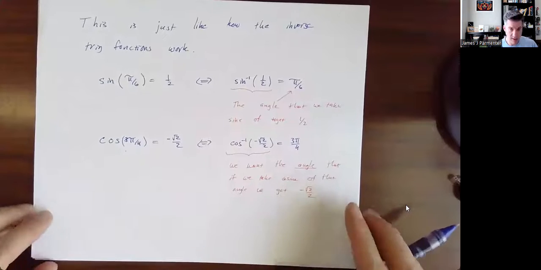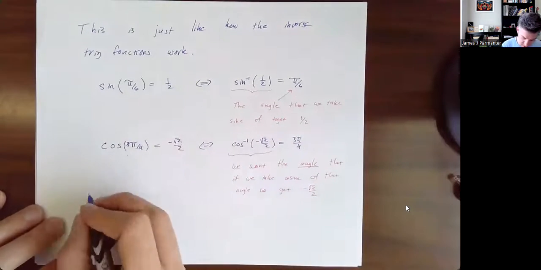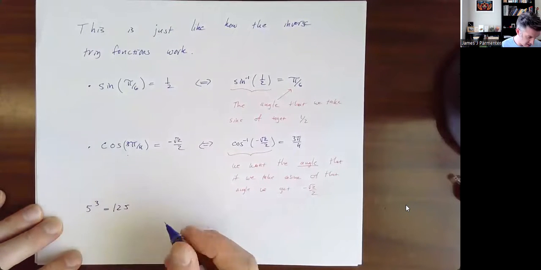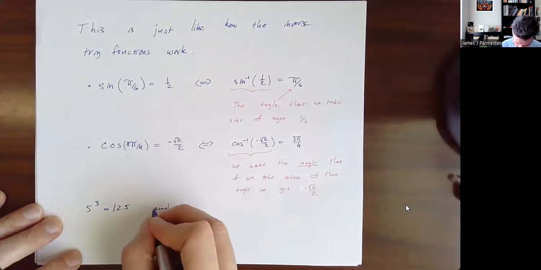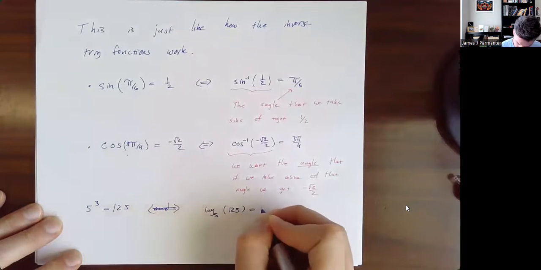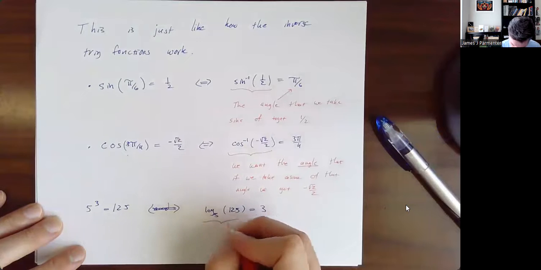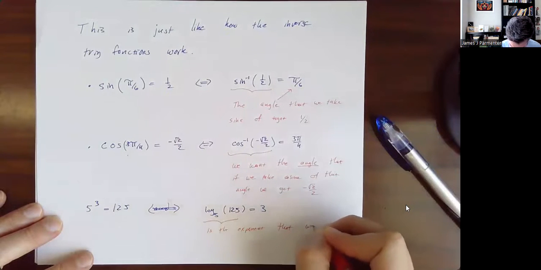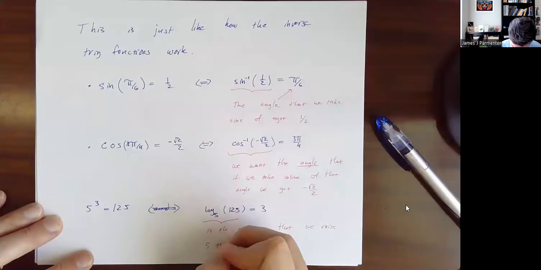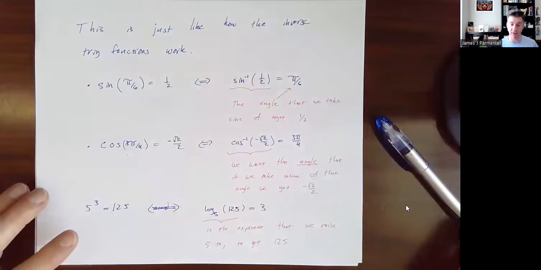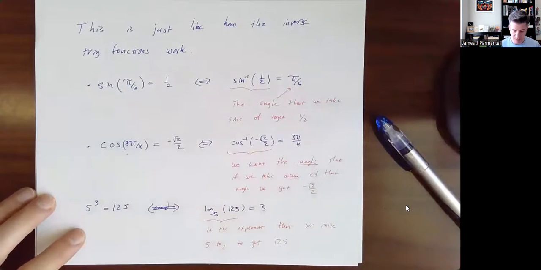In the same sort of way, that's what we're doing with exponents and logarithms, right? We know that 5 cubed equals 125, or equivalently, log base 5 of 125 is equal to 3. Log base 5 of 125 is the exponent, or you can use the word power, either way. The exponent that we raise 5 to, to get 125. Oh, that exponent is 3. 5 to the third power equals 125. So that's kind of it.